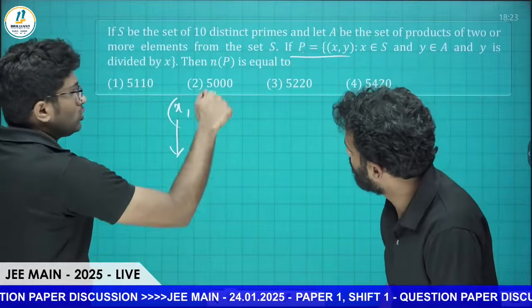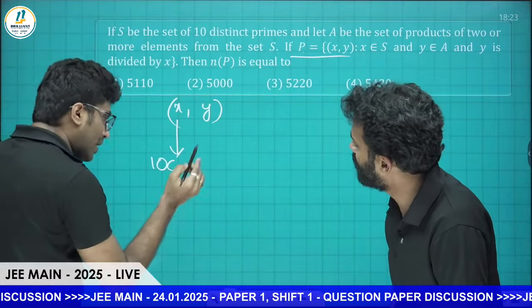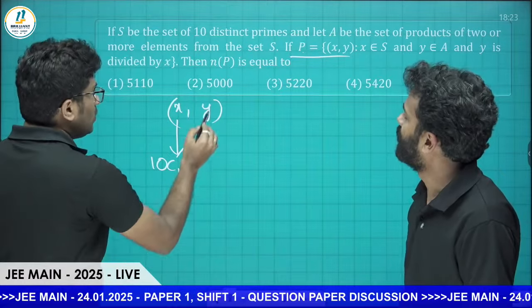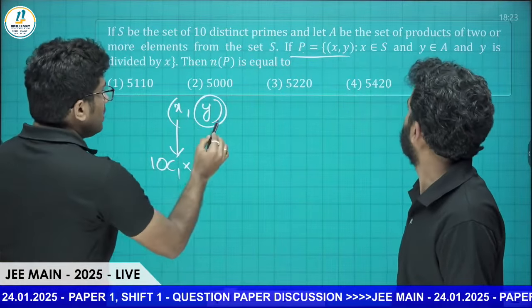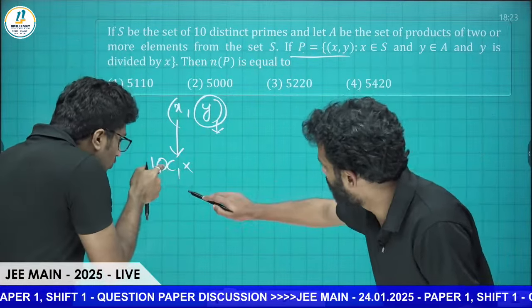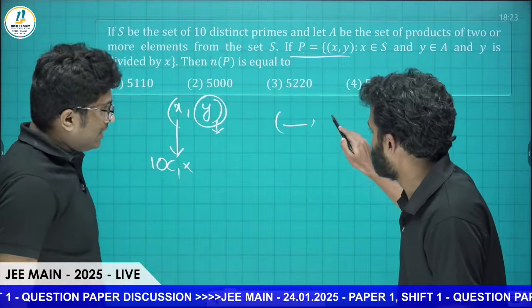We can take it like 10C1. Out of 10 primes, we select one. So 10C1 is the number of ways we form it. Now whatever the ordered prime will be, we have taken it like this.